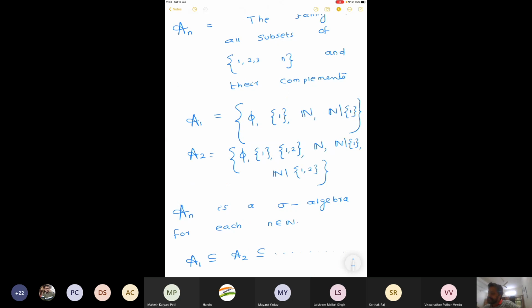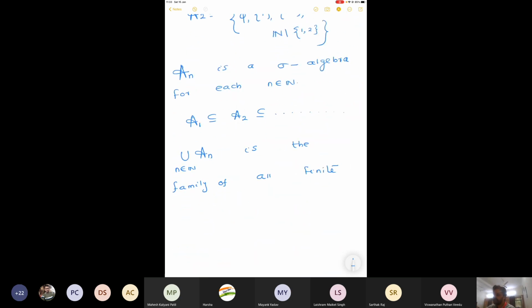And what about the, see, A1 contains N minus 1. A2 contains N minus 1 and N minus 1, 2. A3 will contain N minus 1, N minus 1, 2, N minus 1, 3, and so on. Okay. All these things will be there, and there is a terminology called cofinite subset, meaning its complement is finite. So union AN is the family of all finite and cofinite subsets of N.